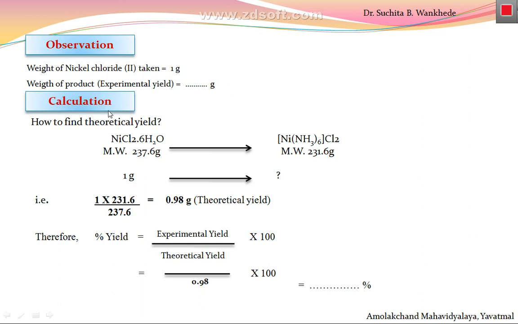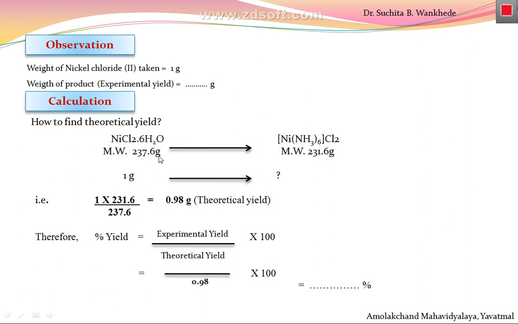Next, calculation. To determine the percent yield of our complex, we must have two quantities, that is experimental yield and theoretical yield. Experimental yield means the product which we get after drying and weighing of the complex compound. To determine the theoretical yield, we have the reactant, nickel chloride, with molecular weight 237.6 gram, which is converted into the product having molecular weight 231.6 gram.